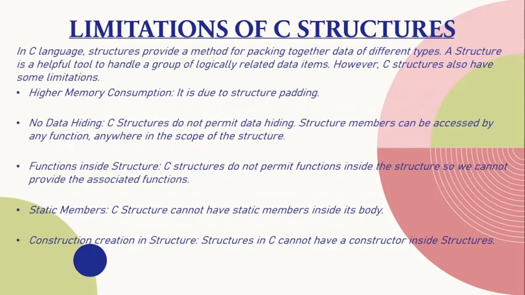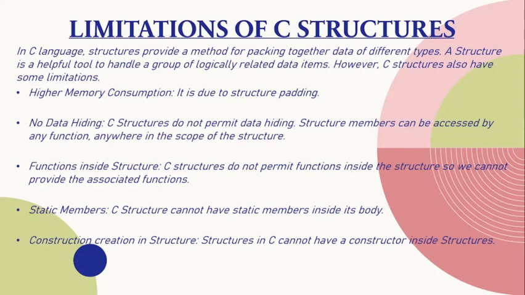Now let us discuss the limitations of C structures. Though C structures are very useful and very important, they have a few limitations. Some of them are high memory consumption. Since C structures are a combination of multiple data types, all of them may not be initialized. All the memory spaces which are defined may not be used. So there is high memory consumption and also wastage of space sometimes.